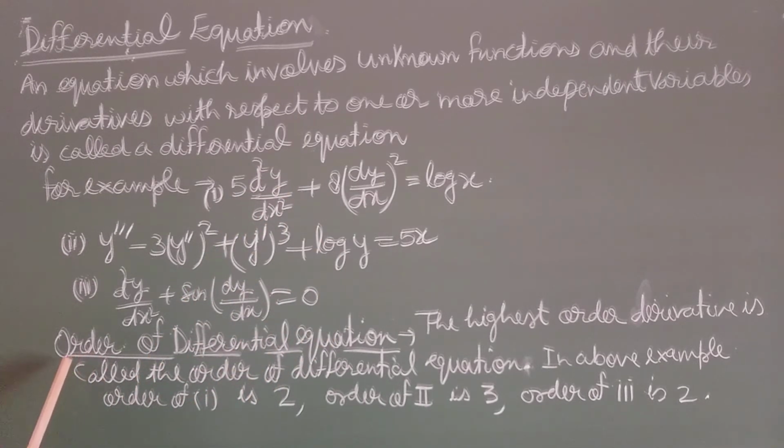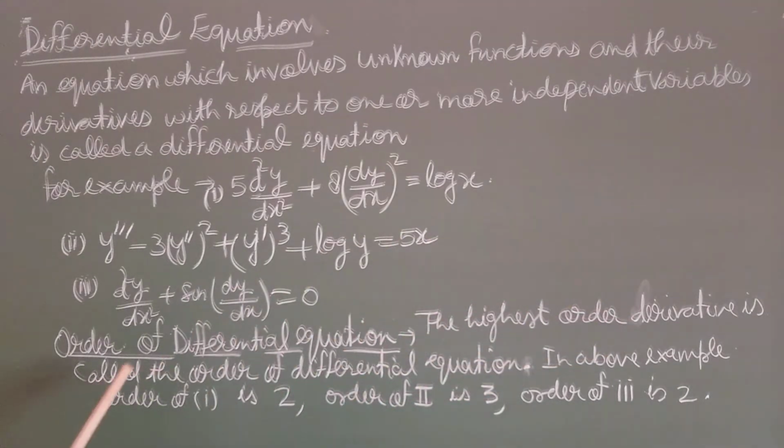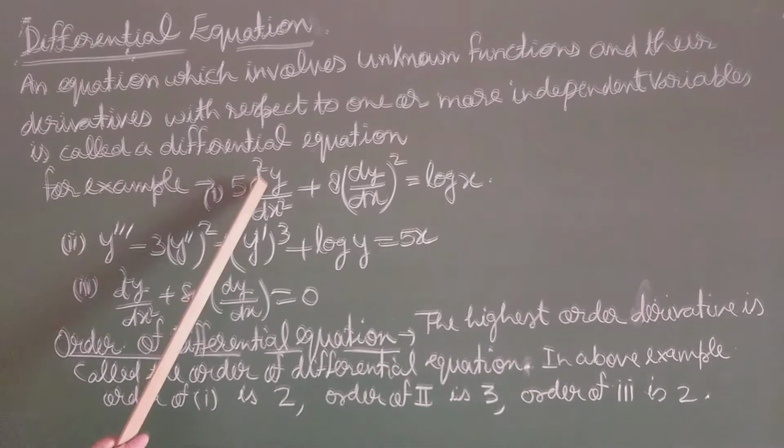Now what is the order? Order of differential equation. The highest order derivative is called the order of the differential equation. Means the highest derivative is called the order of the differential equation. For example, in the first example here you can see there is a second order derivative and first order. So what is the highest order? Second. So its order is 2. So I have written here in the above example the order of the first is 2.